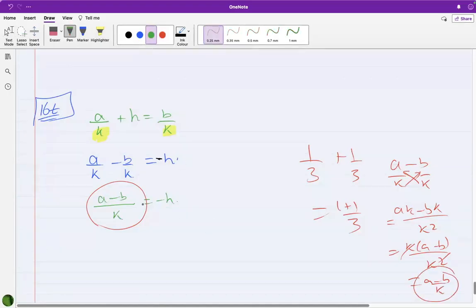Okay, so now we can cross multiply. So a minus b over minus h is equal to k. Now normally you won't get this answer in the answer space because examiners prefer to have no negative sign in the denominator. So if I just absorb this sign in the numerator, I'm looking at b minus a over h. Changing the signs. Got it?